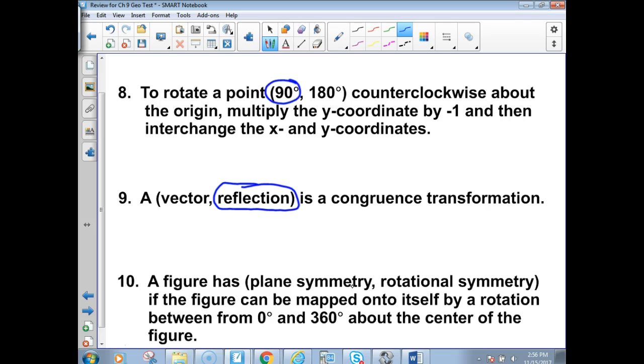A figure has blank symmetry if the figure can be mapped onto itself by a rotation between 0 and 360. Is that plane symmetry or rotational symmetry? Well, it said rotation, my goodness. Rotational symmetry.